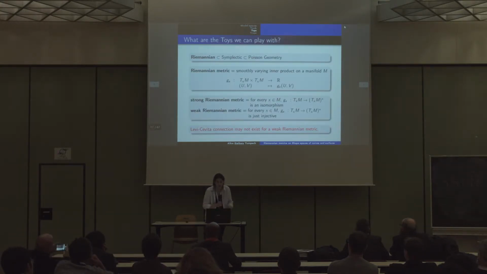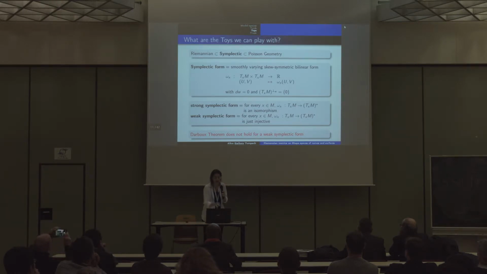So now, what are the toys we can play with? The first one is a Riemannian metric, which is a smoothly varying inner product on a manifold. And you can have a strong Riemannian metric, where the metric allows you to identify the tangent space and the cotangent space. But usually in the Banach setting and Fréchet setting and so on, you only have a weak Riemannian metric. And there, be careful, the Levi-Civita connection may not exist for a weak Riemannian metric.